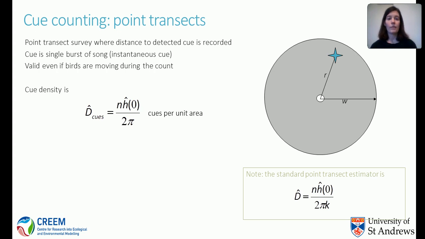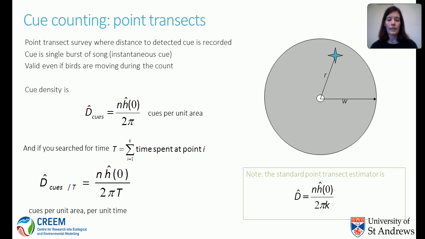So in a cue counting point transect survey, you go about estimating distances to the cues that you detect, just as usual. And then you would use the density estimator to first estimate cue density. Now, you'll note below that we have density of cues here, and if we compare that to the standard point transect estimator in the bottom right hand corner, you'll note that there's no K in the density of cues estimator. And that's because we're going to use time as part of the estimator, and here time is the total time spent at all of the points. And so here we're using time as our effort rather than the number of points.